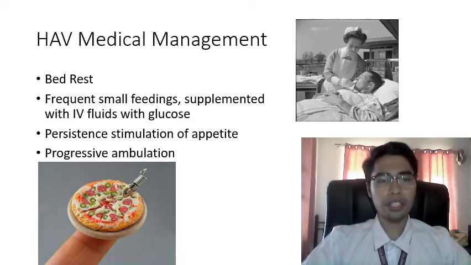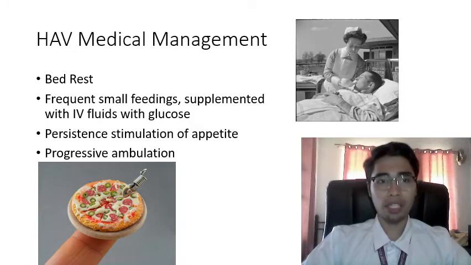Usually those patients who have hepatitis A will suffer with low appetite. And to supplement, we have to give the patient IV with glucose so that the patient will have enough energy to sustain. And then as the patient recovers, we need to start with persistent, or progressive, ambulation.